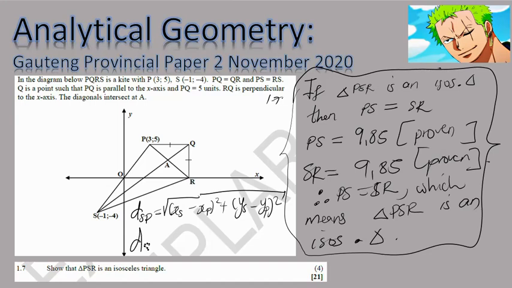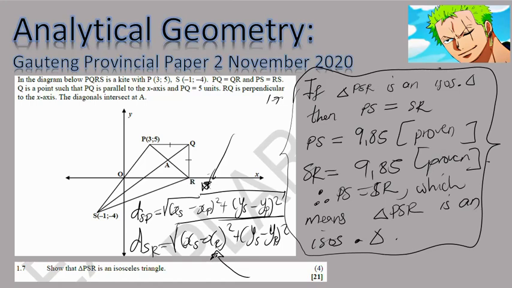Afterwards, you're going to find the distance formula for SR by saying x at S minus x at R squared plus y at S minus y at R, and then square it, and see how much you get there. The distance you get here should be the same as the distance you get here. Then afterwards, you're going to say PS is equal to SR, which means this triangle is an isosceles, and then you get your 4 marks. It's as easy as that, guys.